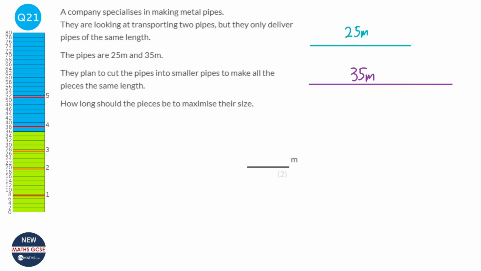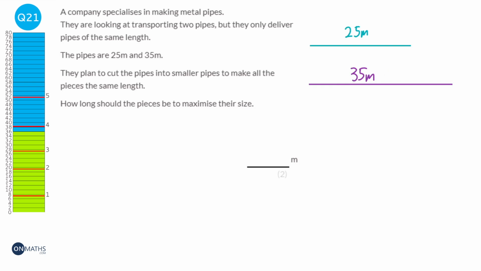The question's basically asking us, what can we cut all these pipes into, and they all have to be the same length, that will fit with the 25 metre and the 35 metre. And essentially what this question's asking is, what is the highest common factor of 25 and 35?